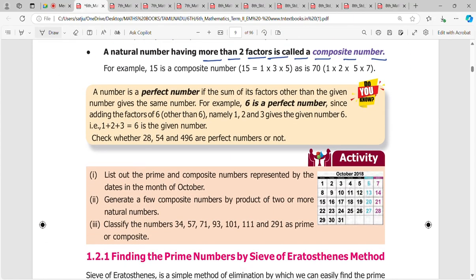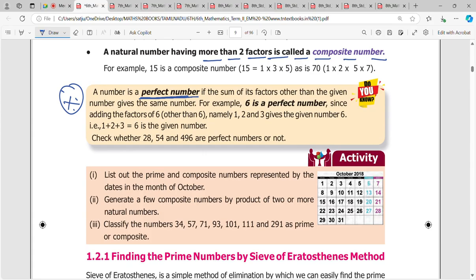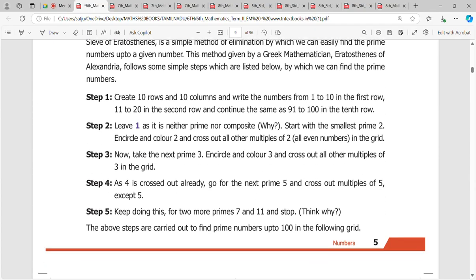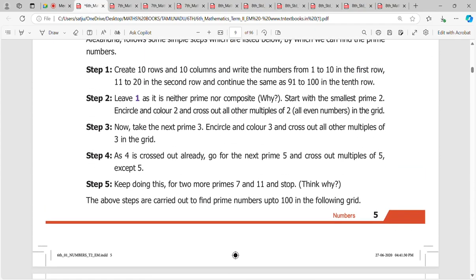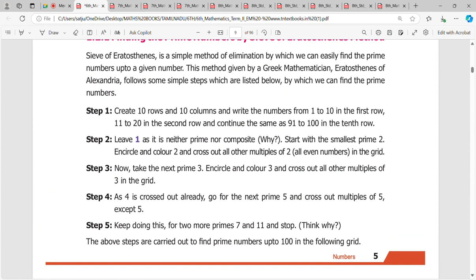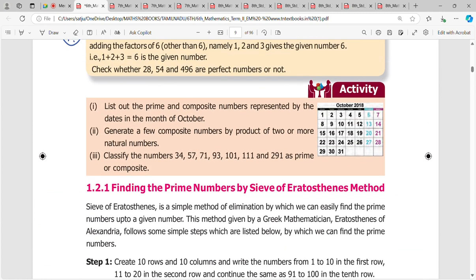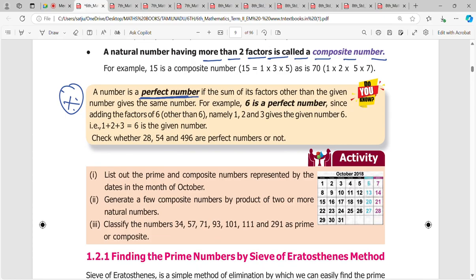This is important. Some of the books are giving a word called perfect number. Read this one, very important. Take this in your notes after that PDF. Okay, please take the PDF, 6th standard term 2 page number 5. 6th standard term 2 page number 5. There you need to know about the perfect number definition.